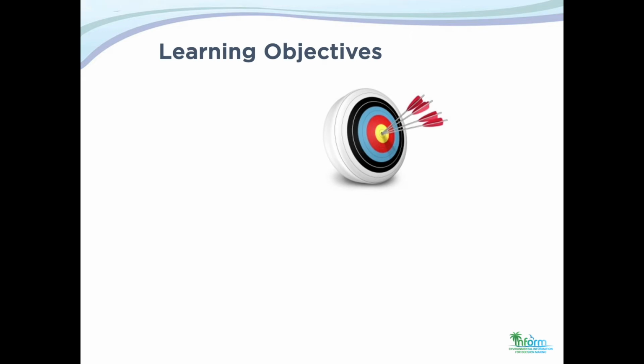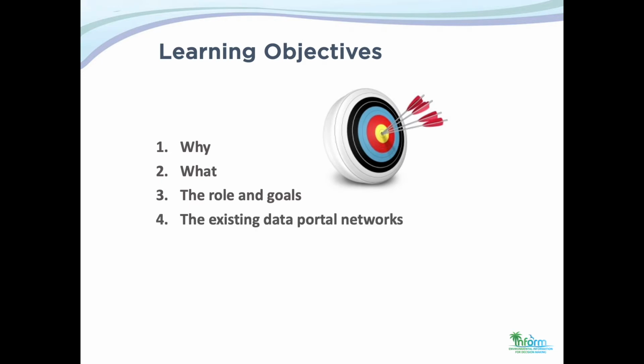This introductory module has 5 learning objectives, at the end of which you should be able to: 1. Understand why the environments data portals were developed. 2. Understand what an environments data portal is. 3. Understand the role and goals of the environments data portals in decision-making in the Pacific region. 4. Understand the network of national environments portals and the link between the Pacific Environment Portal and the Pacific Data Ecosystem. And 5. Understand how the key functions of the portals operate.